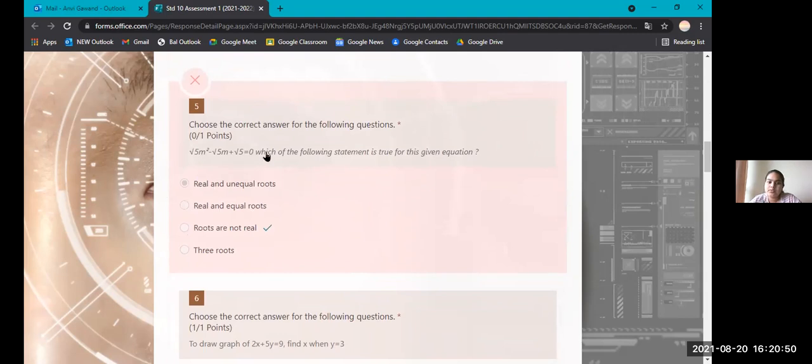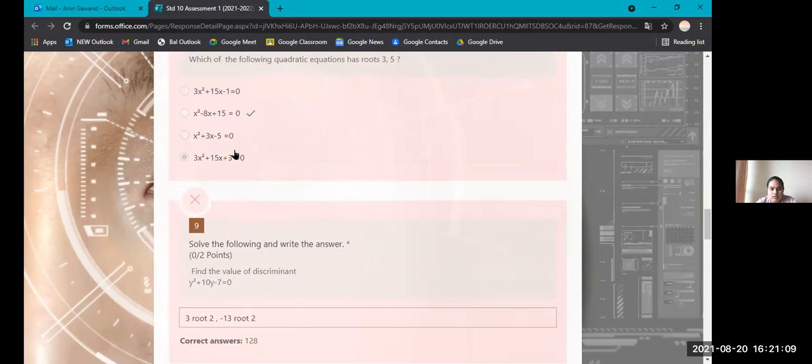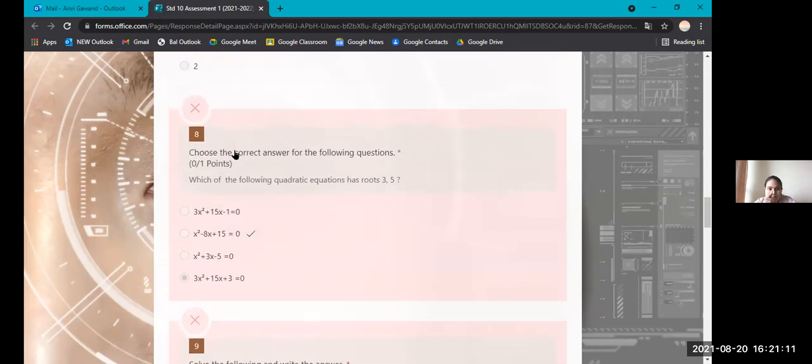When it equals 0, it is real and unequal, right? No, you have to find the discriminant, b square minus 4ac. Oh, but this is a quadratic equation that is given to you. Okay. You have to find b square minus 4ac there. Has roots 3 and 5. Okay, here.